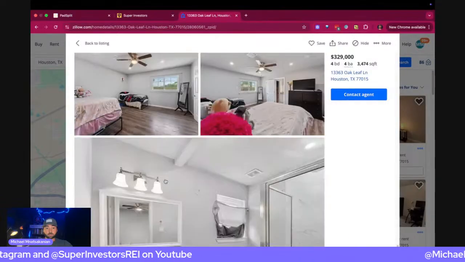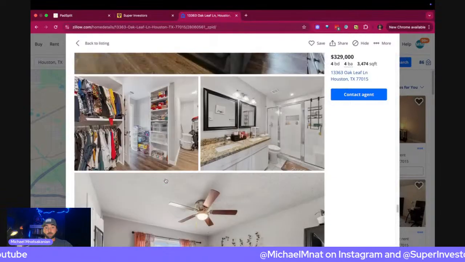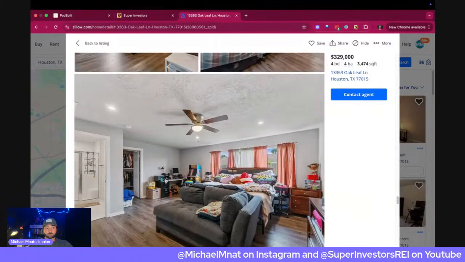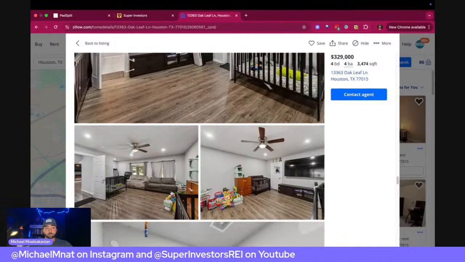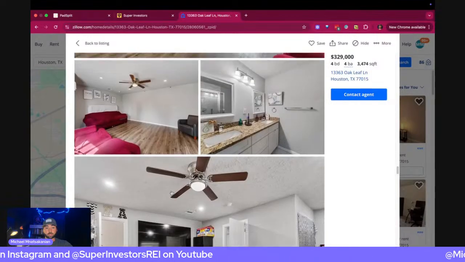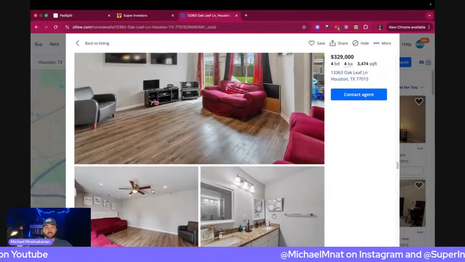Keep scrolling, keep scrolling. All right. So I think we saw the 4 bedrooms. This one's one of them. Oh, it's part of the bedrooms. I don't think this was considered a bedroom. I think that's number 5.